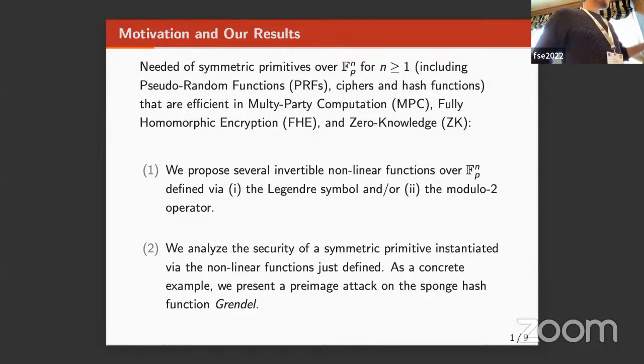So in this paper, we consider two problems. We look for new permutations over F_p that are based on the Legendre symbol or the modulo 2 operator. And we consider the security of a symmetric primitive that is instantiated with some of these nonlinear functions. In particular, we propose a concrete attack on the sponge hash function Crandall.